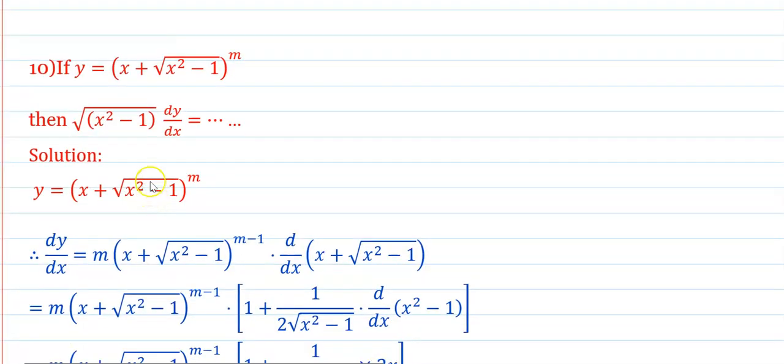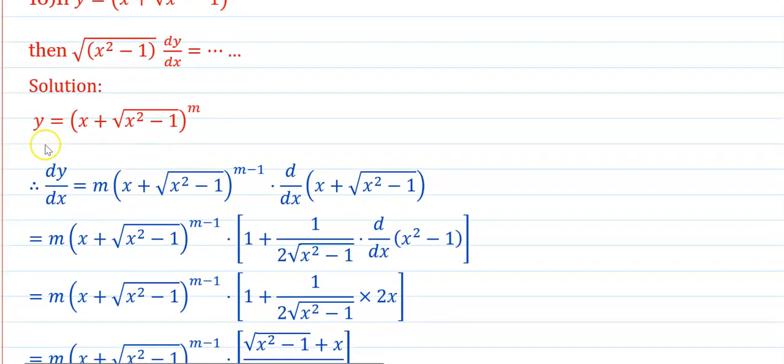Now the question number 10. If y is equals to x plus root of x square minus 1 bracket raised to m, then root of x square minus 1 into dy by dx is equals to. So y is equals to x plus root of x square minus 1 bracket raised to m, then dy by dx is equals to m times in bracket, this power comes ahead, one minus from this, that is x plus root of x square minus 1 bracket raised to m minus 1 into ddx of x plus root of x square minus 1.